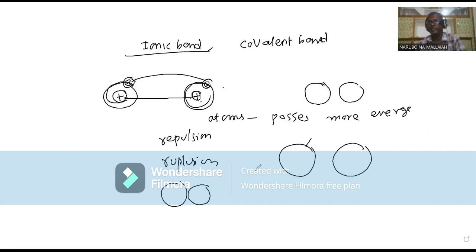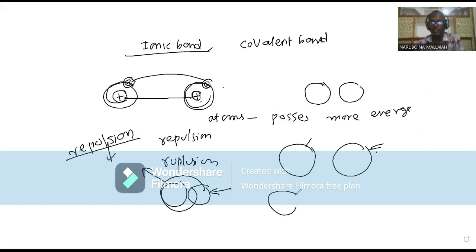they lose energy. In the beginning, they have more energy. When they are getting close to each other, they lose energy. That means at a certain point, this repulsion will be decreased. This repulsive force will be decreased at a certain length. That is called bond length.